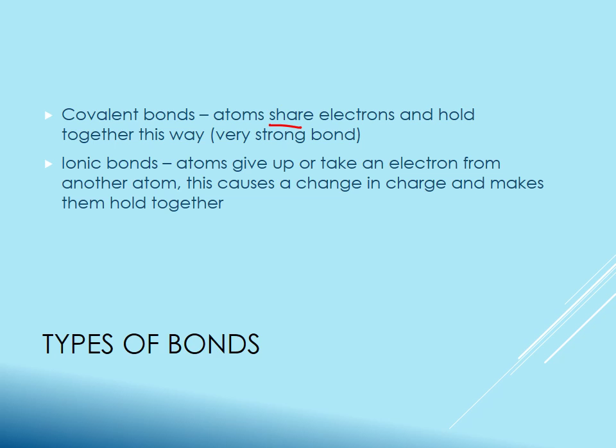Very strong bond. And then we have ionic bonds, and ionic bonds are when atoms give up or take an electron from a different atom. And this will cause a change in charge and will overall make them stick to things that have opposing charges, which is, once again, a very strong bond, but just not quite as strong as a covalent bond.